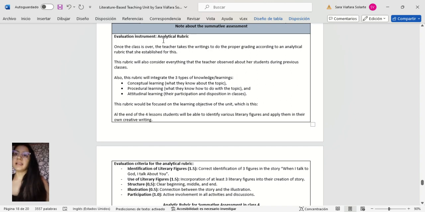So about the summative assessment, it's an analytical rubric, and once the class is over, the teacher takes the writings to do the proper grading according to an analytical rubric that she established for this. This rubric will also consider everything that the teacher observed about her students during the previous classes. I mean, she is going to grade not only what the students do in this last class, but she is going to take into account all the process that the students have during the previous classes.